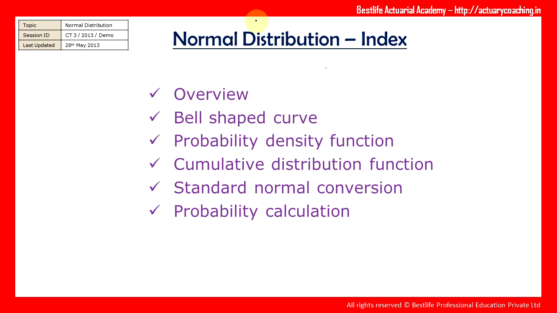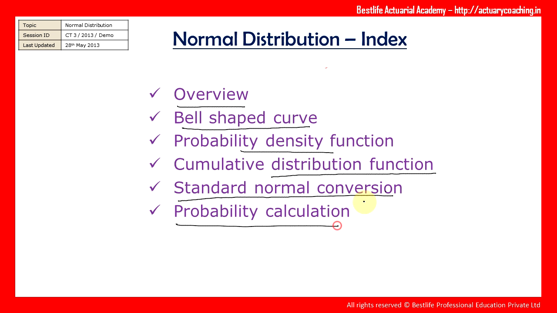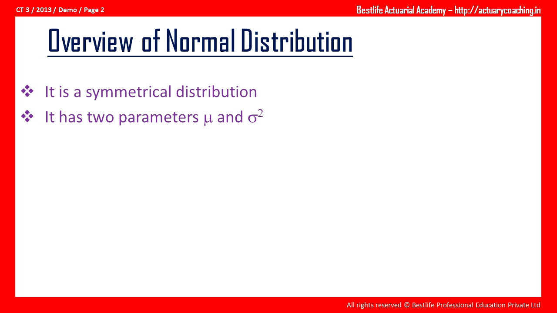This is a session for normal distribution. We will talk about an overview for the normal distribution, the shape of a normal distribution, which is a bell-shaped curve. We'll talk about the density function for it and how we calculate the distribution of normal distribution, and then how we calculate or convert it into standard normal, and finally some probability calculations will also be looked at. So let's begin with the overview.